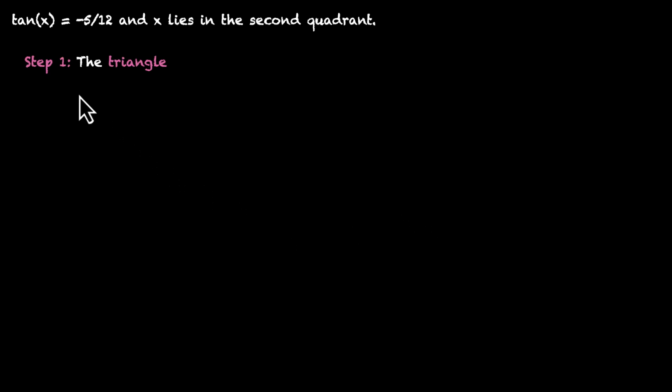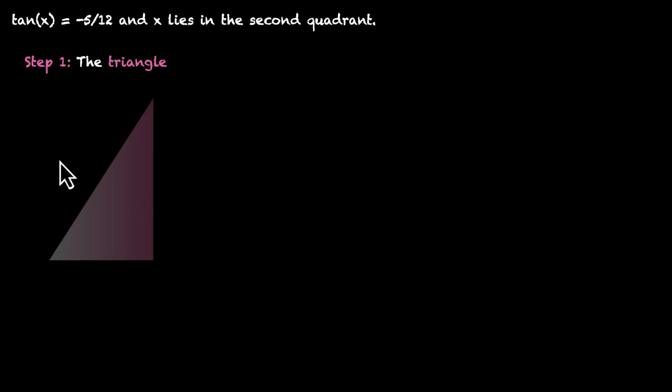Step 1. Figuring out the triangle. Forgetting about the negative sign for a while, only focusing on the shape of this triangle, tan is minus 5 by 12, which means this side is 5 and the base is 12. Hypotenuse is 12 and 5, so that's 13. That's our hypotenuse. So this is how the triangle looks.